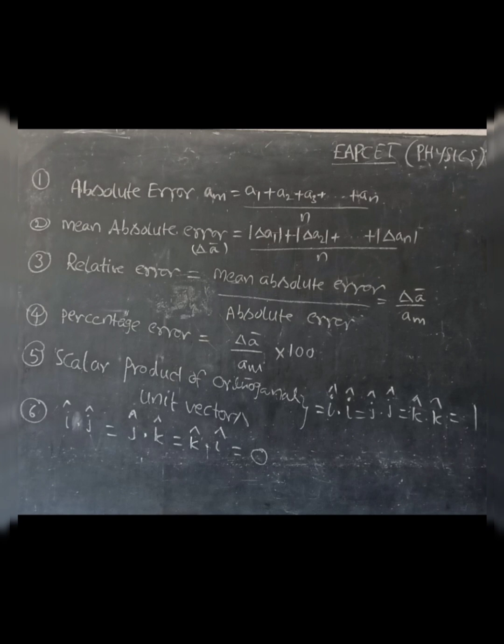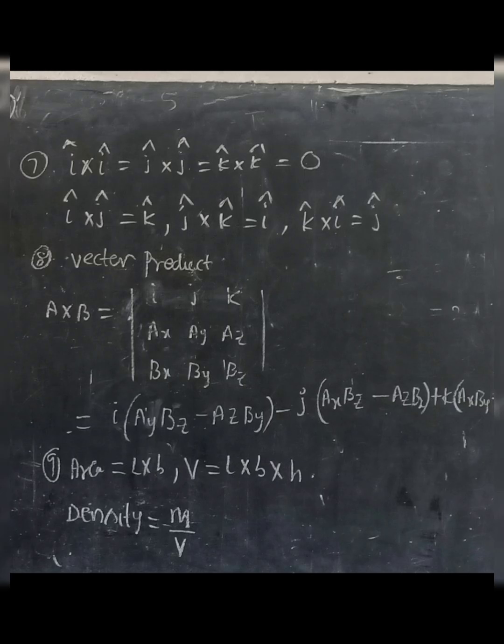Scalar product or orthogonal product of vectors: i cap dot i cap is equal to j cap dot j cap is equal to k cap dot k cap is equal to 1, but i cap dot j cap is equal to j cap dot k cap is equal to k cap dot i cap is equal to 0. For the vector product, i cross i, j cross j, k cross k is equal to 0, but i cross j is equal to k, j cross k is equal to i, k cross i is equal to j. Vector product in Cartesian coordinates can be taken by taking the determinant of i, j, k, ax, ay, az, bx, by, bz.